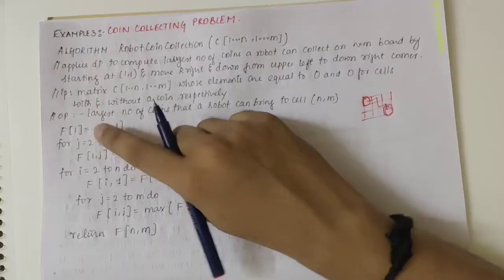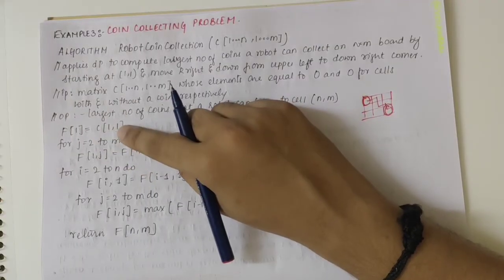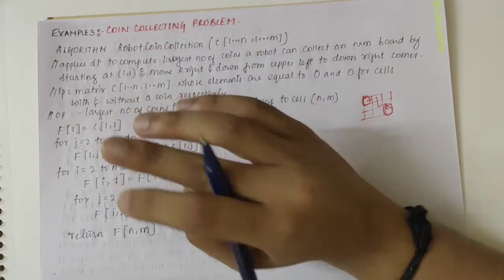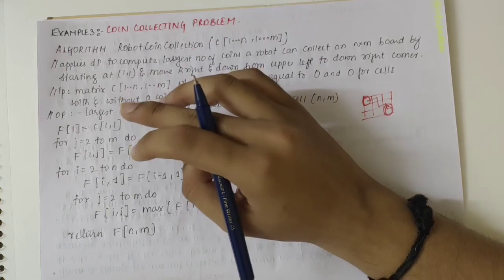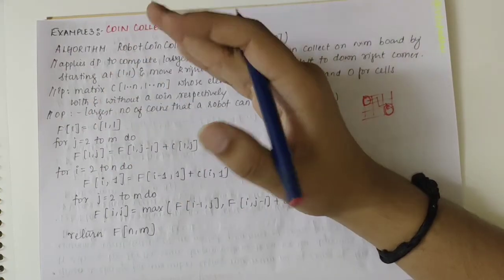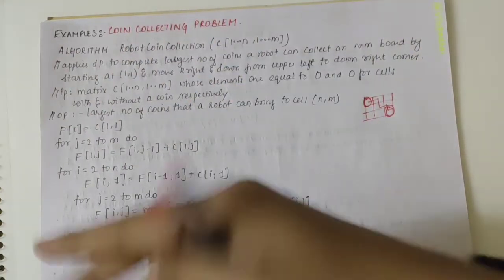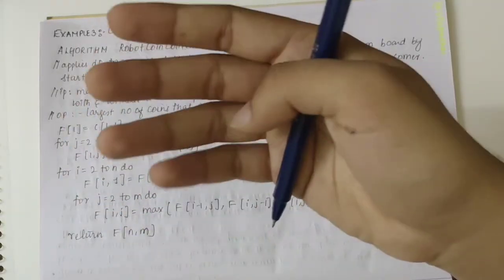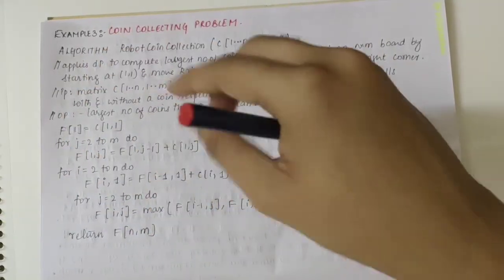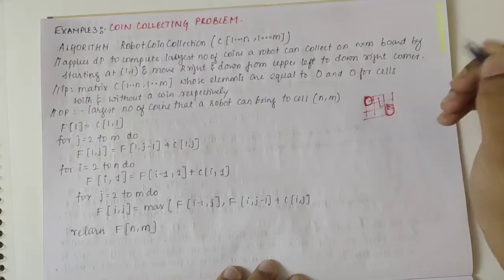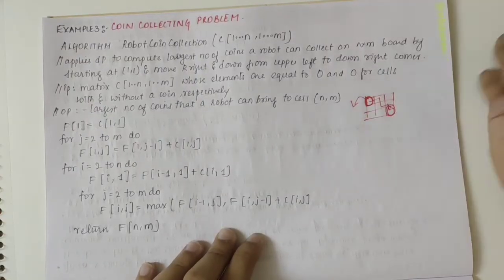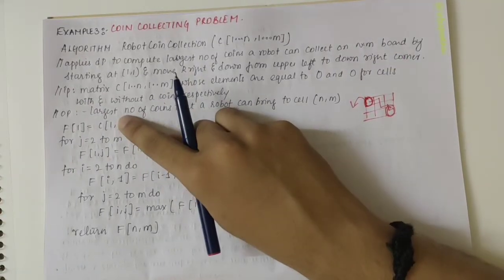So we are starting with f of 1 comma 1 is equal to c of 1 comma 1. That is, we are initializing the value of the starting cell. This is straightforward because the robot can collect only the coins which are present in the starting cell. Whatever coins are there in this particular cell will be stored in the f table. That's what this first line refers to.